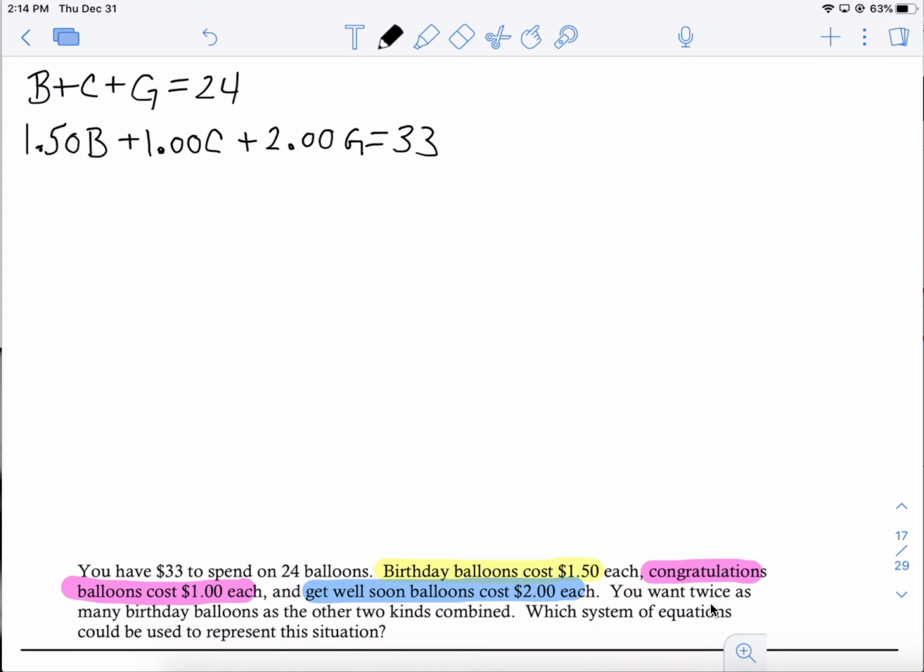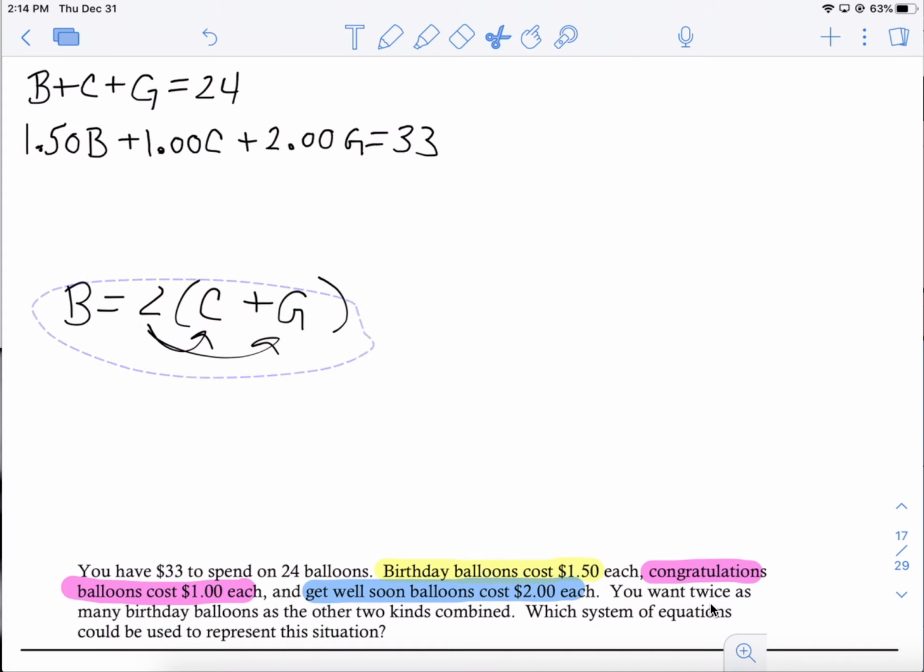So I need one more equation. That's where that last sentence comes from. You want twice as many birthday balloons as the other 2 combined. Don't write this yet, just listen. That means that my birthday needs to be twice as much as the other 2 combined. So the other ones would be my congrats and my get well soon. Now, you could write it that way, but that doesn't make it very easy for substitution. So I'm going to think about it like distributing this out, and then I'm going to write this differently. I'm going to write it as B equals 2C plus 2G. Okay?